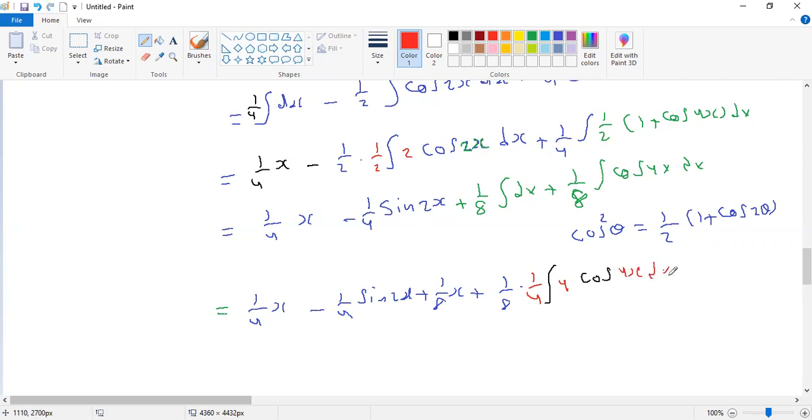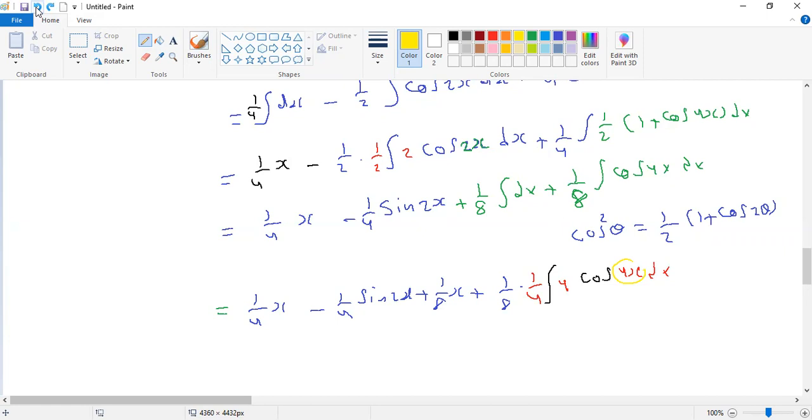dx. So the derivative of 4x: we multiply by 4 and divide by 4, which is 1 over 4. Why multiply by 4? Because the derivative of 4x is 4, and then dividing by 4 gives 1. It's the same step here, and 1 over 8 is the same.